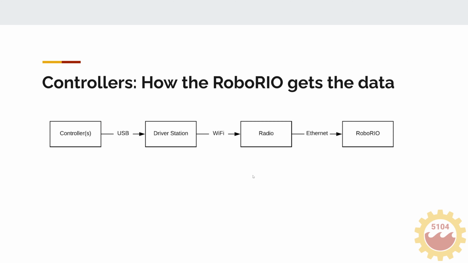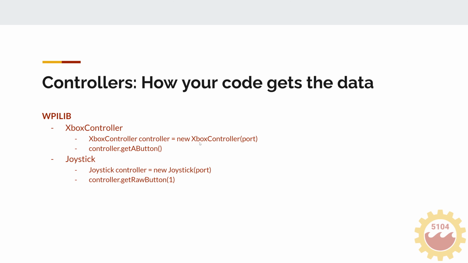Next, we're going to be covering controllers. So how the RoboRIO gets the data. First off, you start out with a controller or multiple controllers or a joystick or things like that. Those plug in through USB into your laptop, which is the driver station, which then transmits a signal over Wi-Fi into the radio, over Ethernet, and then into the RoboRIO finally. This whole process is happening constantly at 50 Hertz, or every 20 milliseconds. But there is a little bit of delay, especially here over Wi-Fi, so you might find that at competition your controller has a little bit more delay, and that's something you should account for.